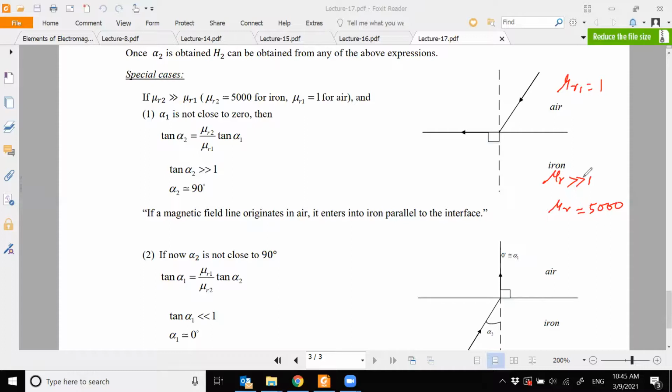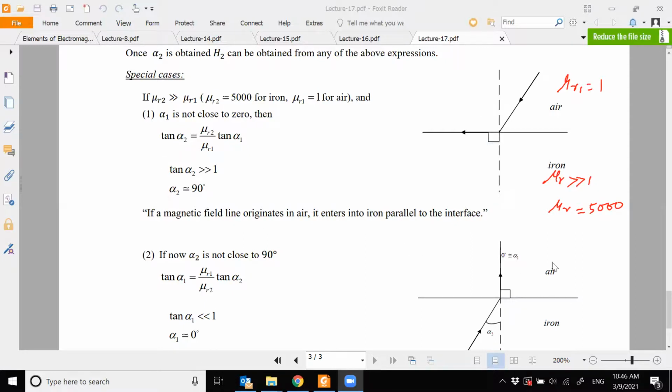So in such cases, how would be the magnetic field? So this is what here we are trying to see. Okay, and if you see here, if my medium is iron and air, and if my magnetic field is in the air, then as it enters iron, then it will enter almost parallel to the interface. Almost parallel to the interface. And the analysis is here. You can go through it.